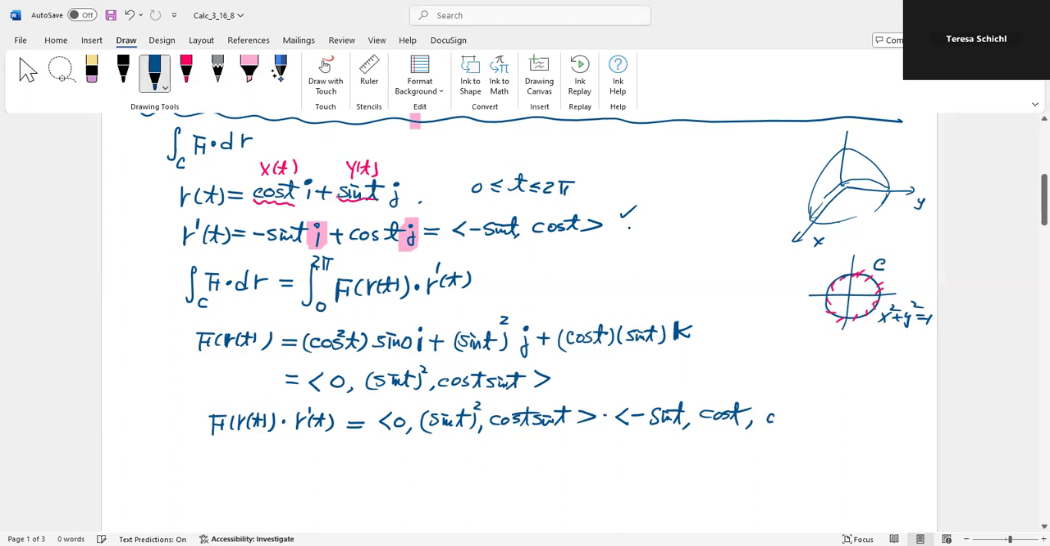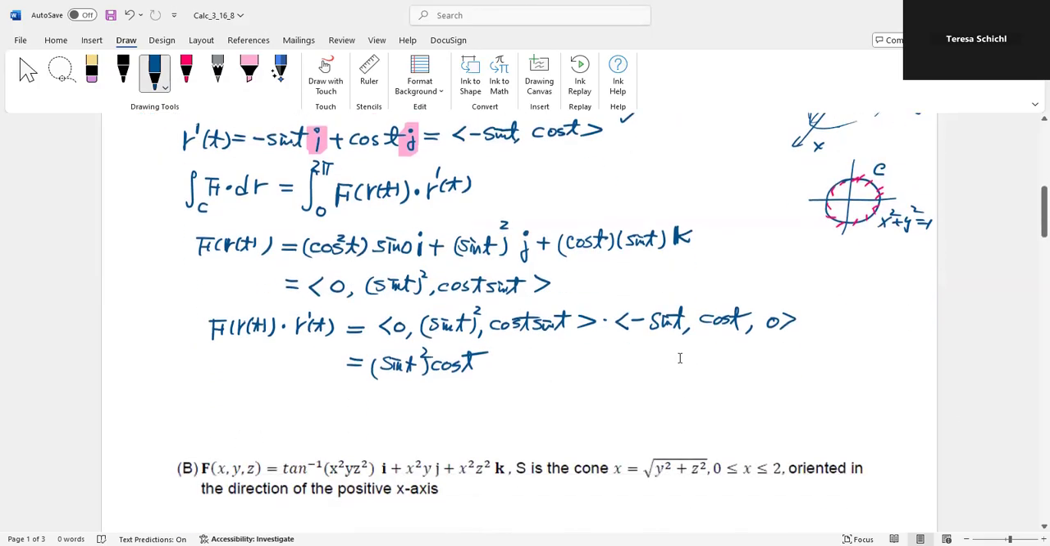So my k term is 0. So when you do the dot product, what do we end up with? We end up with sine squared t cosine t. Okay, so now we can put it into my integration here. This will be the integral of F dot dR, equal to the integral from 0 to 2 pi of sine squared t cosine t dt.